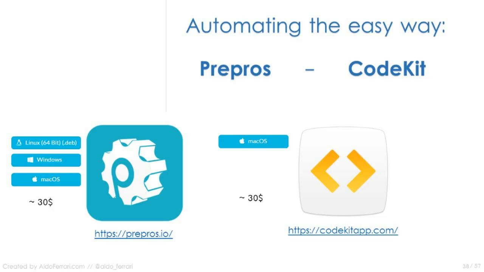So let's continue. Today we present the way of compiling via software. Why do we use Prepros and not CodeKit? Mainly because what we have is a Windows-based laptop. If you have a Macintosh, you can even buy and install CodeKit. What they do is mainly the same thing. The difference is the platform, and the price is also $32 or $29, something like that.